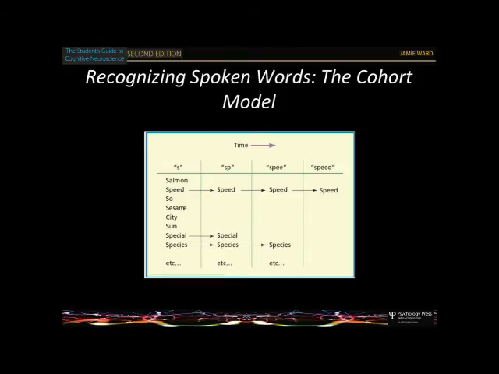And the idea is that you actually start to match the sounds onto your store of what words you know as soon as you hear the first sound. So the first phoneme in this case, so a phoneme would be an s, for instance. As soon as you hear an s, the idea is that you activate all the words that begin with that sound, and you deactivate all the words that don't begin with that sound.